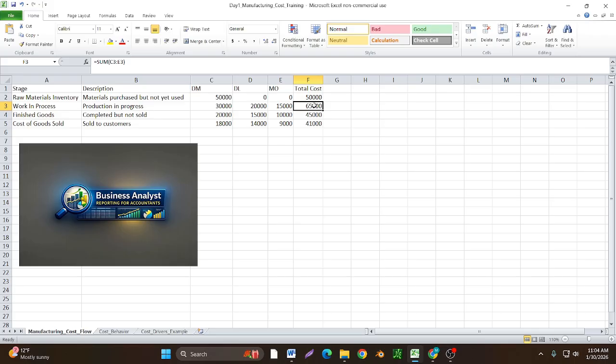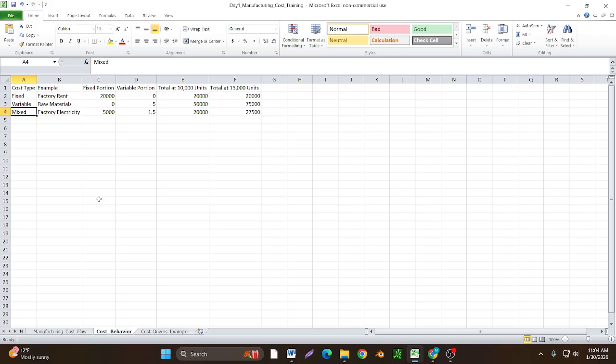Now let's move to cost behavior. Cost behavior tells us how costs react to changes in production volume. There are 3 types. Fixed costs. These are costs that stay the same regardless of production. An example might be factory rent or supervisor's salary. Variable costs, costs that move directly with the production volume. An example is raw materials or direct labor hours. Then we have mixed costs, a combination of fixed and variable. An example might be factory electricity with a base fee plus usage.